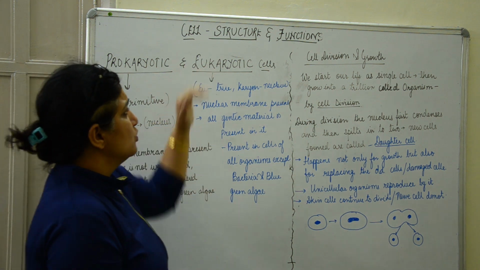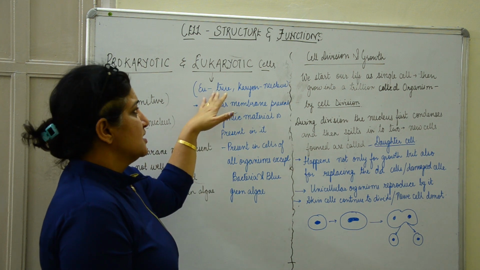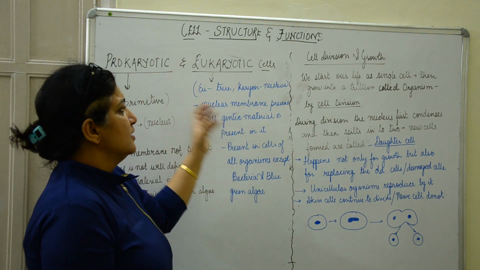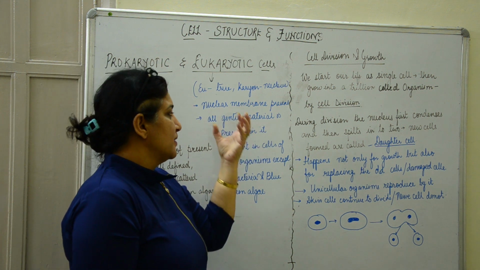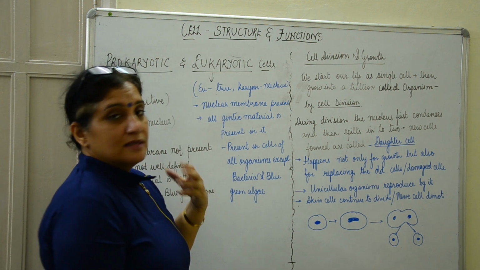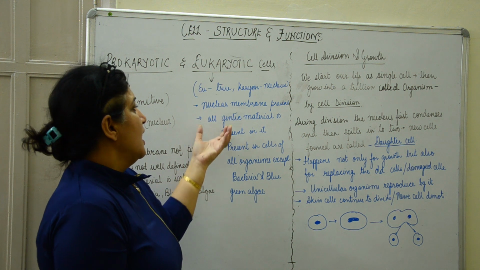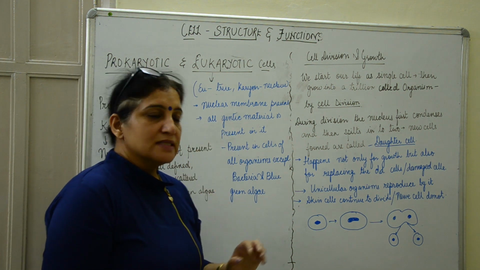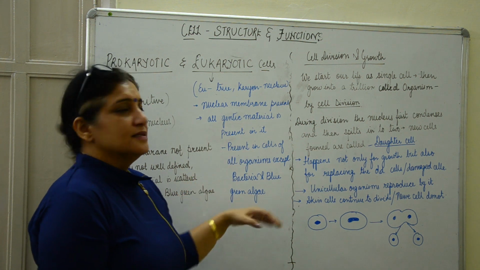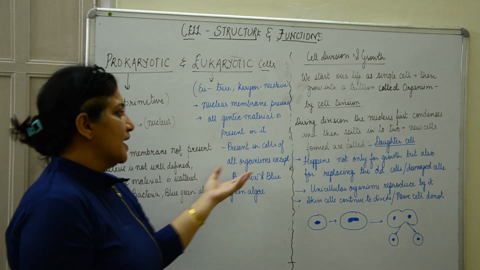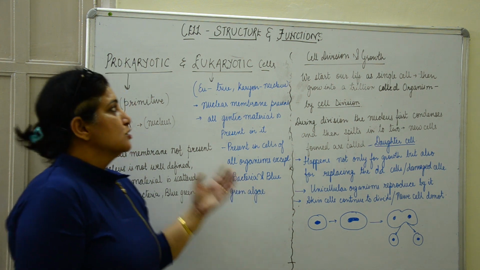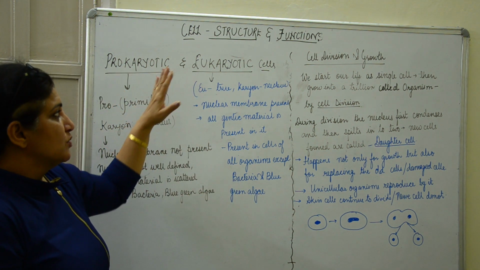Now we come to a eukaryotic cell. Eu means true and karyon means nucleus. So here in these cells, the nuclear membrane is present, and it's a double layered membrane, and all the genetic material is stored, condensed in a nucleus only, and it is present in the cells of all organisms except bacteria and blue-green algae. So that was about prokaryotic and eukaryotic cells.